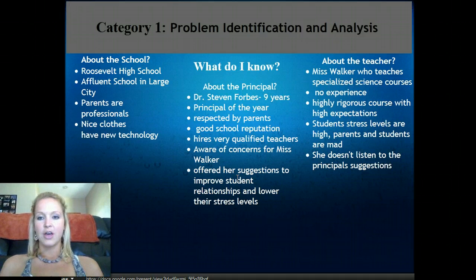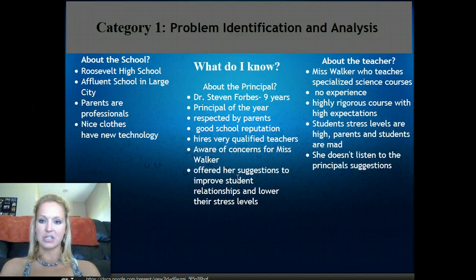About the teacher, her name is Miss Walker. She teaches specialized science courses, which are very rigorous. She had no previous experience. She went and got her graduate work and had a lot of intelligence, but she had no experience teaching.